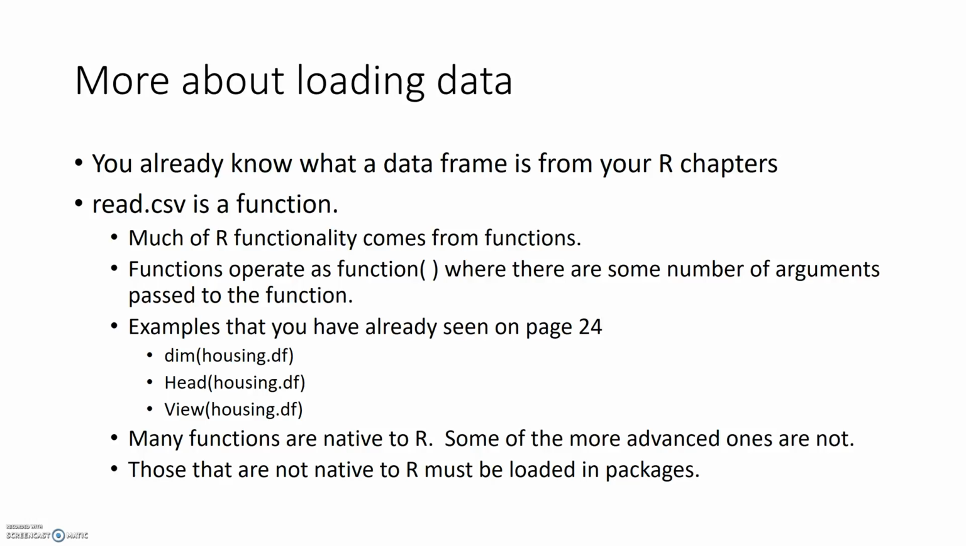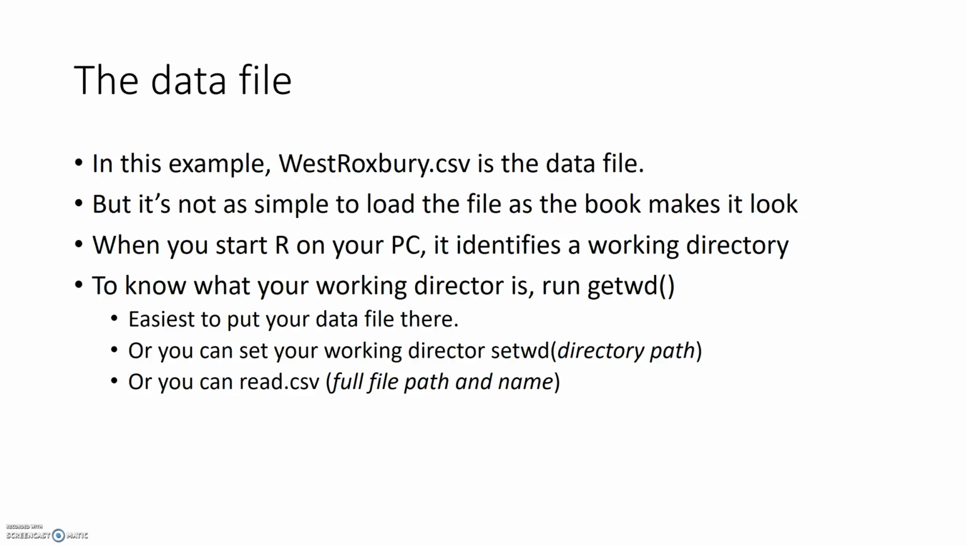So we'll talk more later on about packages, how they're installed, and how they're made available to you. The data file itself, in this example, westroxbury.csv is the data file. But it's not as simple to load as you might think, or as the book makes it look. When you start R on your PC, it identifies a single working directory. It's one directory on your PC or whatever computer you're using, and that's where it looks for everything.